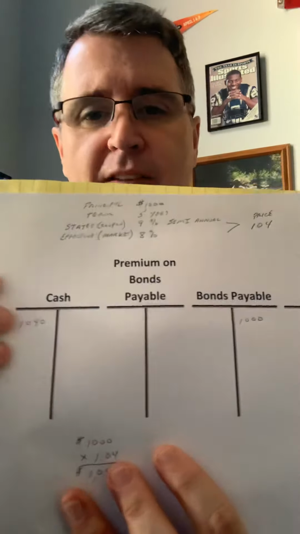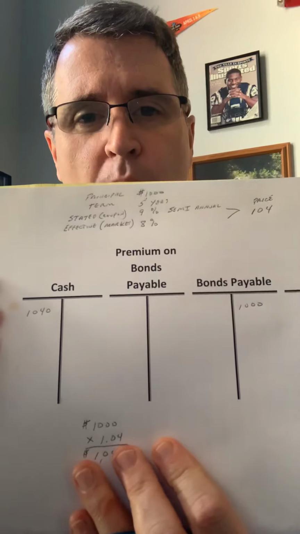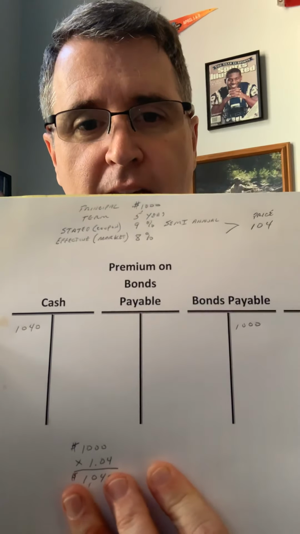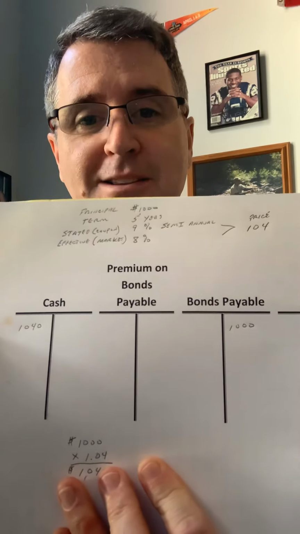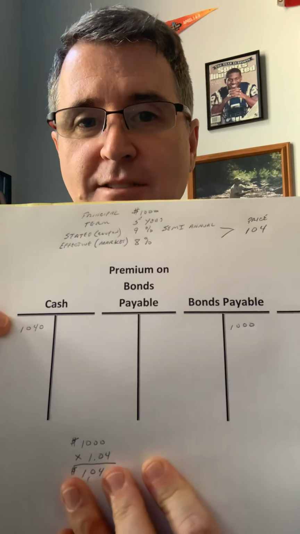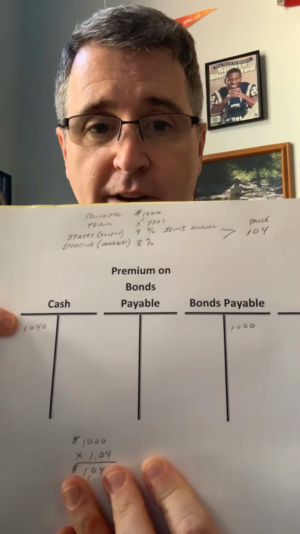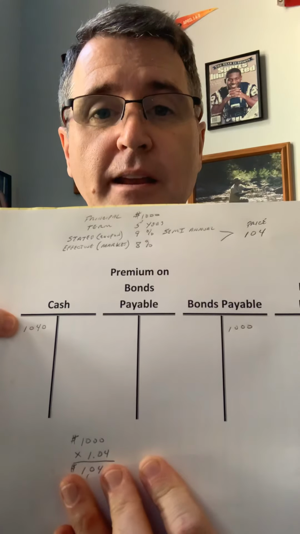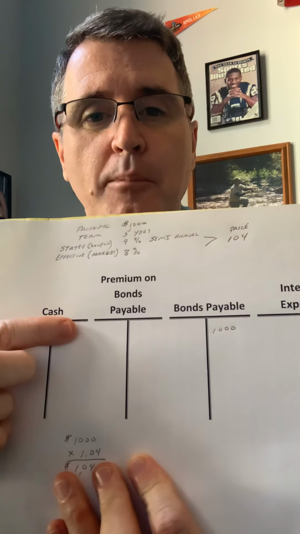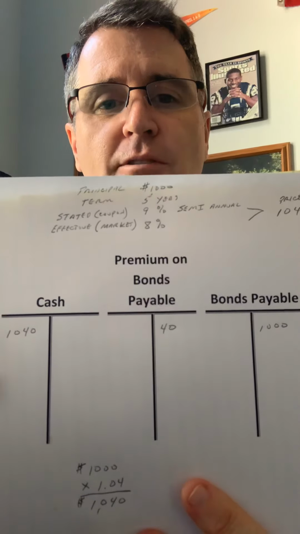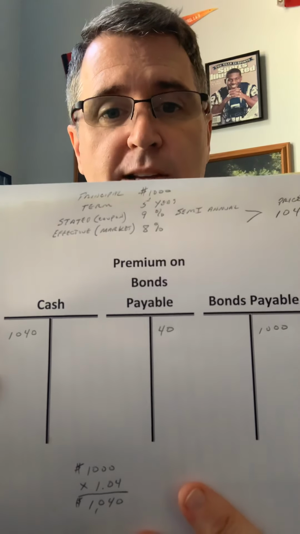Now, I can't leave my entry like this, right? Because what problem do I have? My debits don't equal my credits, do they? What do I need to balance it out? Just look. I've got a $1,040 debit, and I've got a $1,000 credit. I need another credit. That credit is going to be what we call a premium on bonds payable. So this time, remember, discounts were debits, right? So logically, if a premium is the opposite of a discount, it's going to be a credit, right? So I've got a 3-line journal entry here, my entry upon issuance of the bond.